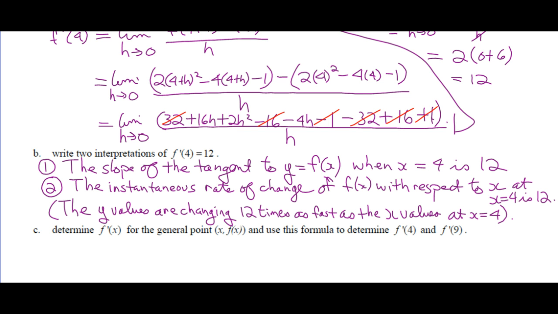So the instantaneous rate of change is 12, right? So the y values are changing at 12 times the rate the x values are changing at that point when x is equal to 4.